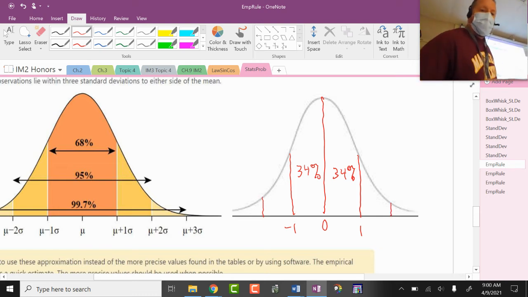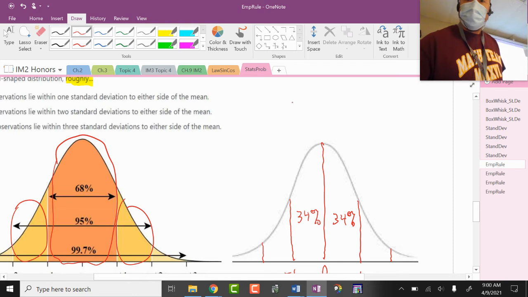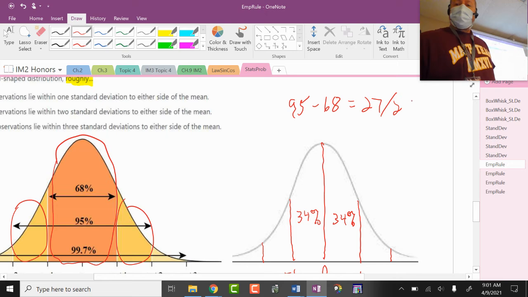I've already taken out 68%, and now I need to figure out what's left over here and here. Well, all I need to do is take 95 minus 68. So I'm going to put that up here. And then do what, everybody? Divide by 2. It ain't rocket science. This is Math 101. Just looking at what area is left over. And I believe you get 13.5, right?